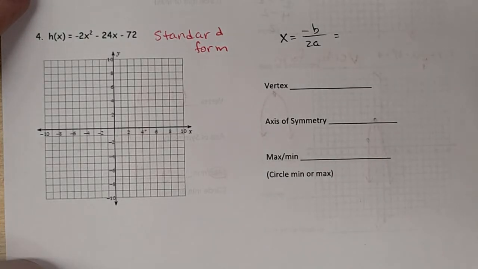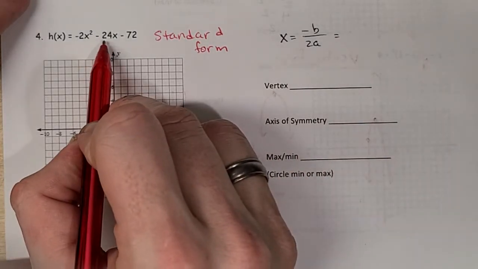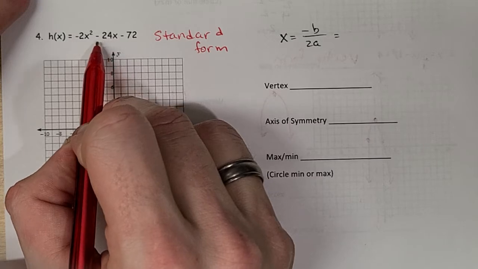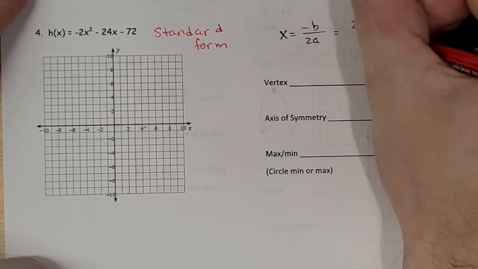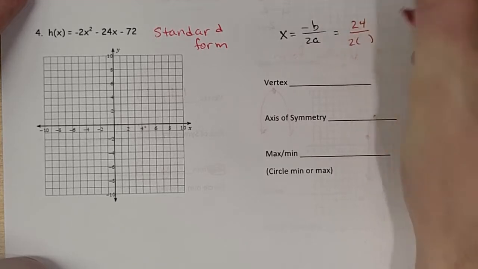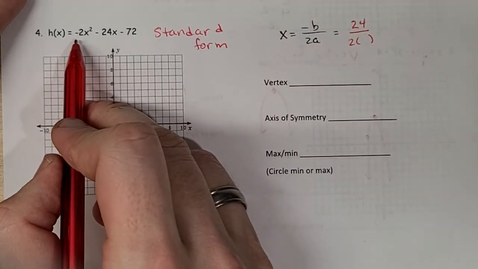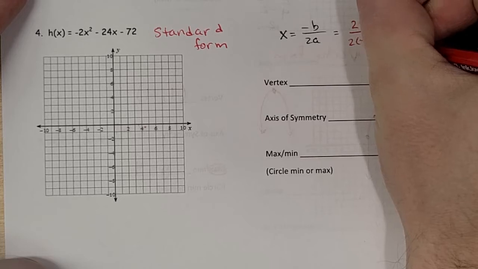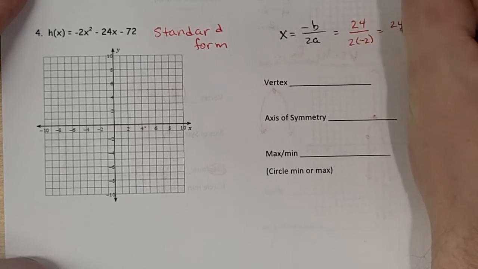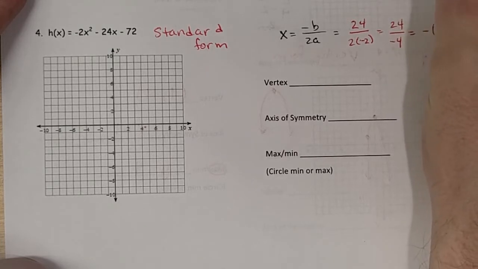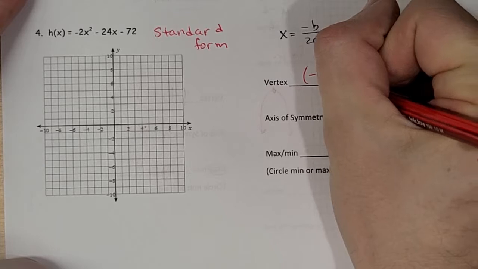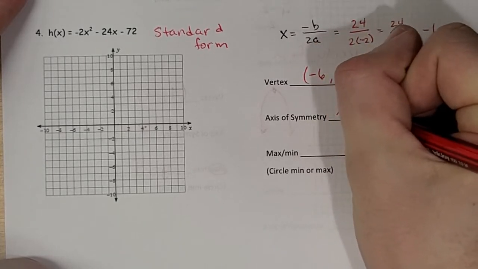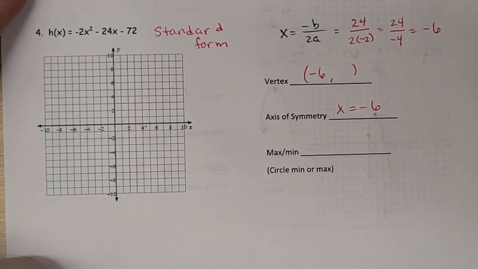So in this case, it looks like b is negative 24. So the opposite of negative 24 is a positive 24, over 2 times a, which in this case is negative 2. So I've got 24 over 2 times negative 2, which is negative 4, making this negative 6. So the x part of my vertex is negative 6, and that is my axis of symmetry. Did you look at that?